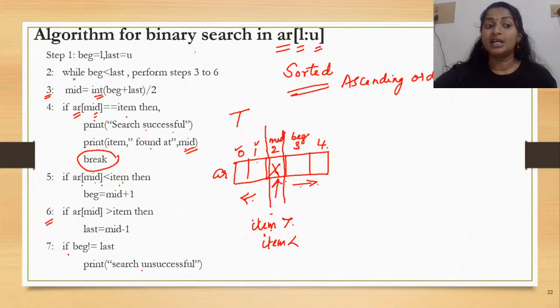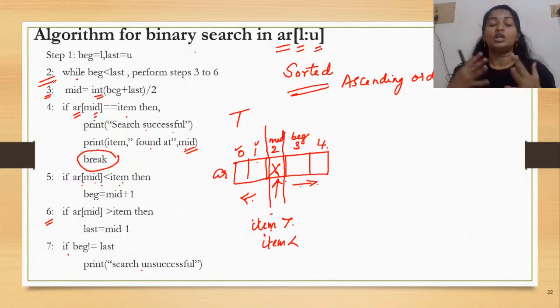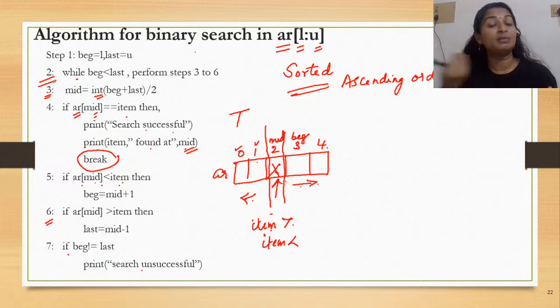Now, what does the loop take care of? The step number 2. What it does is, it would take care that the steps 3 to 6 are performed as many number of times till you end up with no more elements to be searched, or you end up finding the element. So this is the point at which you would be exiting or coming out of the loop.